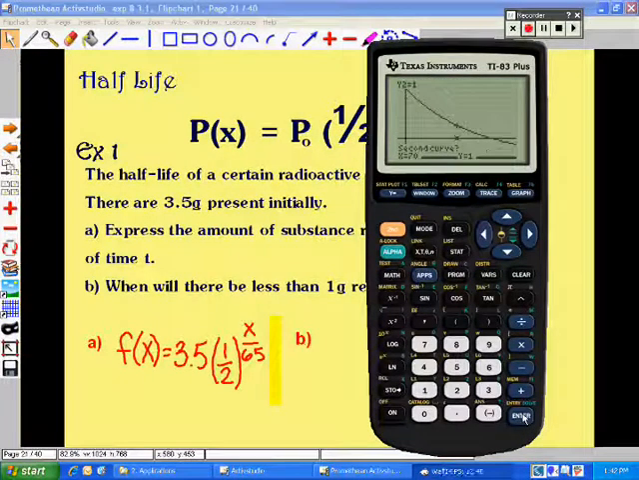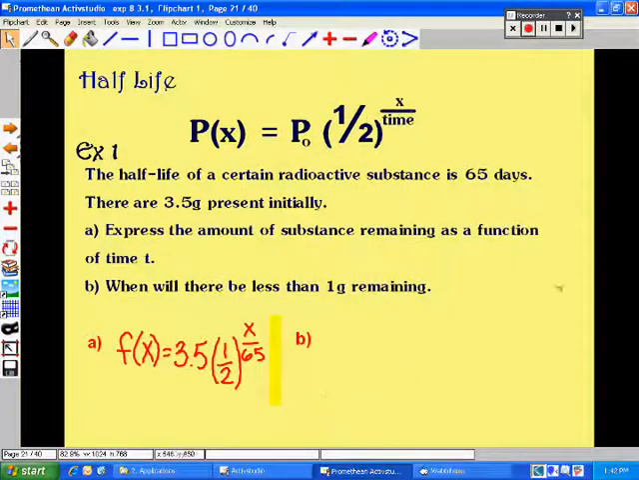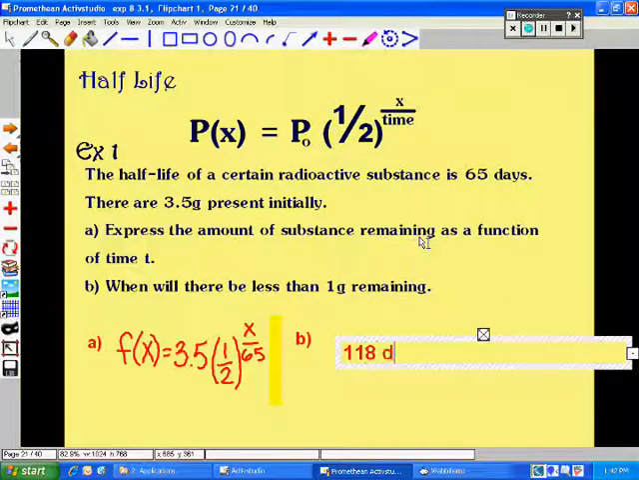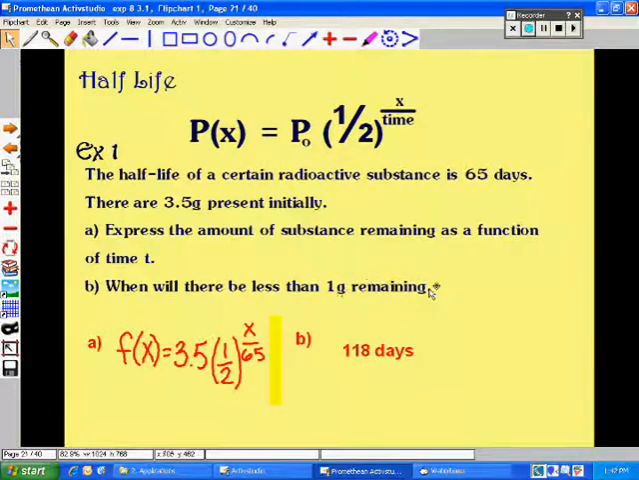This is the first curve. This is the second curve. I don't want to guess, so I hit enter again, and it gives me an X value of 117.48. Now, if I said when, I need to give a realistic answer. So this says 117 days and 0.48 of the next day. So it really happens on 118 days. So my answer to part B would be 118 days will give me less than 1 gram remaining of this certain radioactive substance.